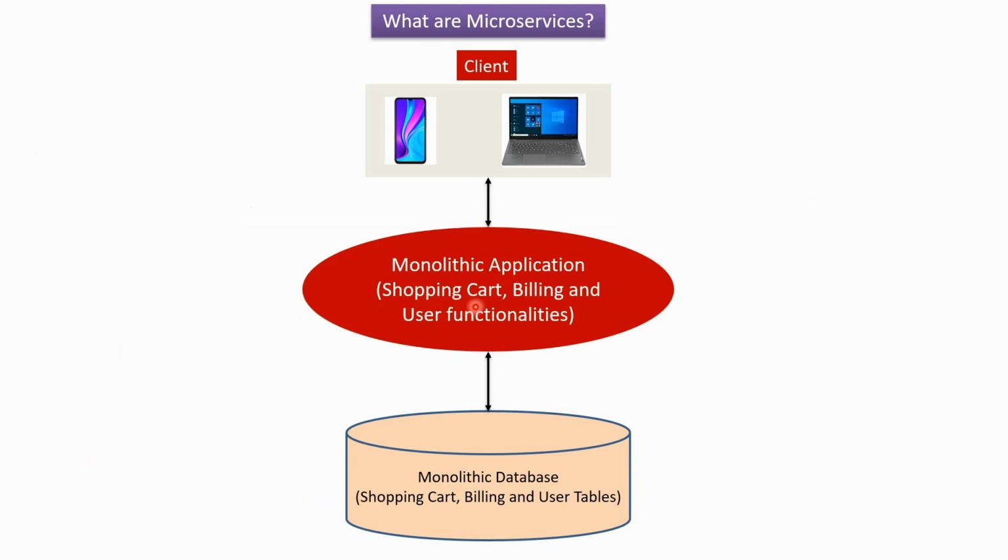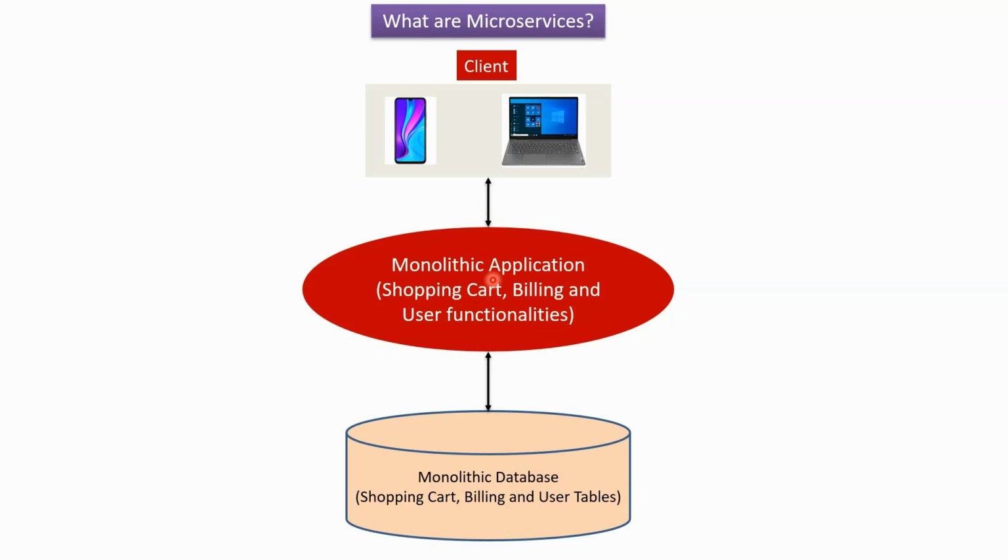If shopping cart related functionalities, billing related functionalities, and user related functionalities are in the same application, then it is called a monolithic application. This monolithic application is connected to a database, and this database contains the tables related to shopping cart, tables related to billing, and tables related to user. Then this database is called a monolithic database. Here you can see the client communicates with this monolithic application, and this monolithic application communicates with this monolithic database.